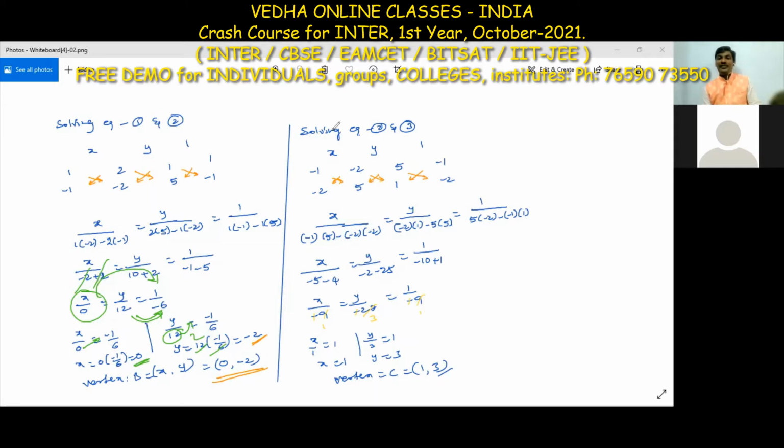Now we want the C. How to get the C? So solving equation 2 and 3. Okay, x, y, 1, and we start with the y coefficient, constant, x coefficient, y coefficient. Again for the third equation also, y coefficient, constant, x coefficient, and y coefficient. Then we multiply.